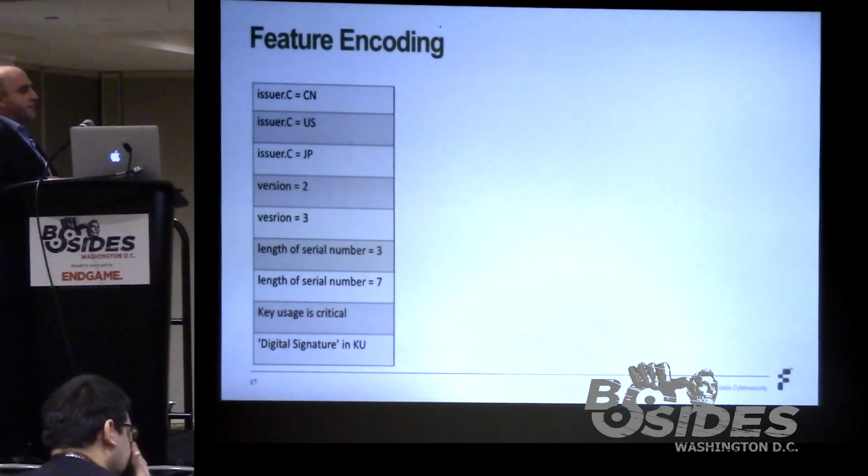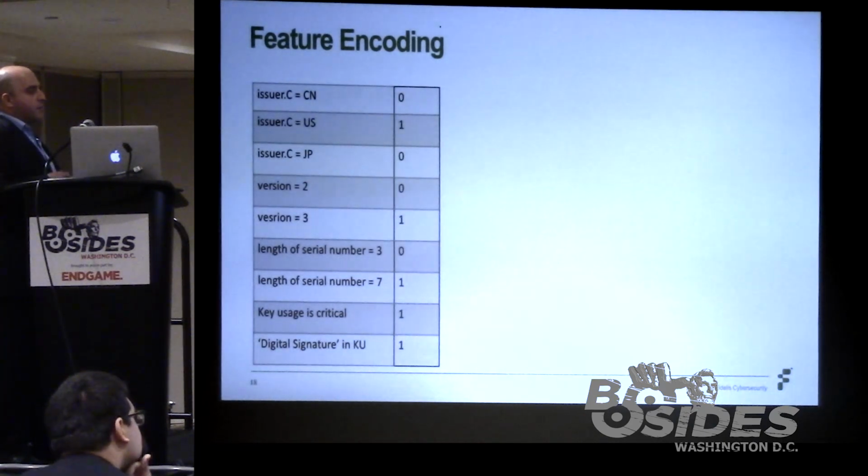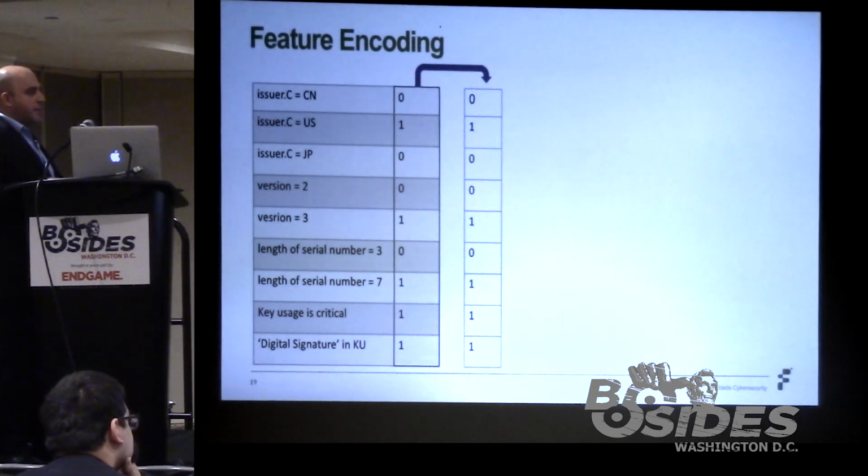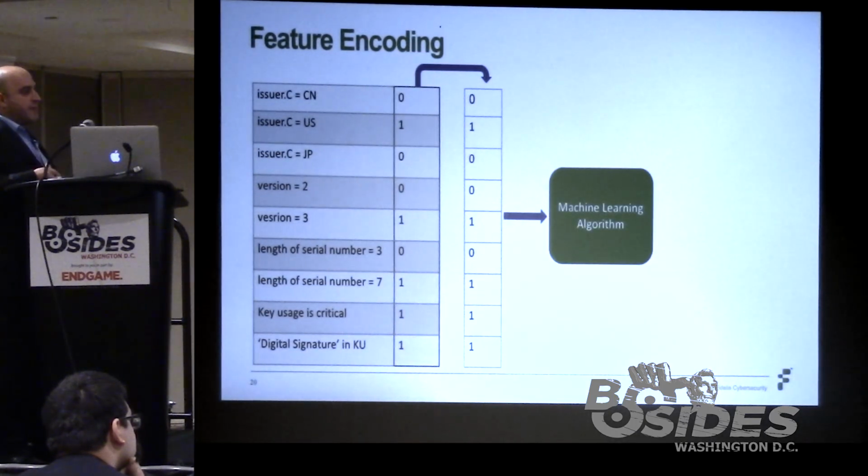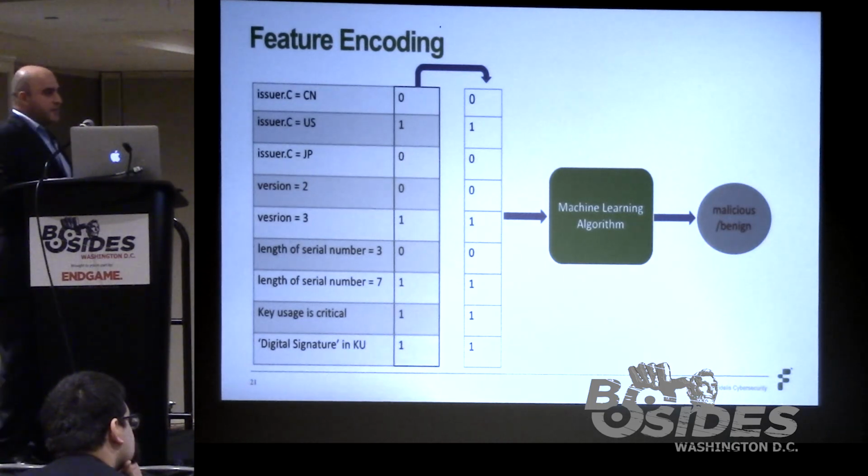If we look at one of these certificates, it will be a vector of zeros and ones. In this case, the certificate has issuer country US, it has version 3, it has 7 as the length of the serial number, and so on. So we take this numerical vector of zeros and ones, and we feed it to the machine learning algorithm that we train, and it will tell us if it's malicious or not. So basically, this is the well-known machine learning pipeline, with details related to our work on certificates.